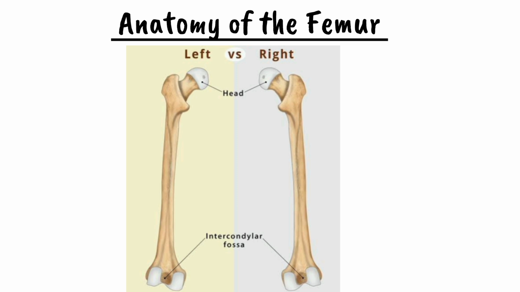Now, the second way is to hold the bone and look at the intercondylar fossa. If the fossa faces you, then it is the right, and if the fossa faces the other side, then it is the left.